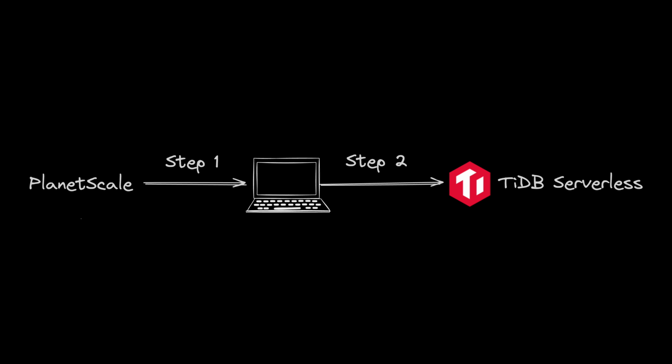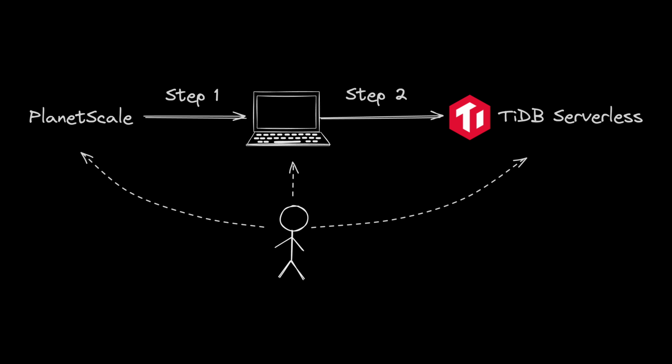So I will use 3 minutes to explain the migration process, and in this case, it just contains 2 necessary steps. The first one will be to dump the data from the PlanetScale database to your computer, and the next one will be to import data from your computer to TiDB Serverless. We will also do some optional things like checking the data before and after the migration, and checking the dumped SQL files, but it's optional.